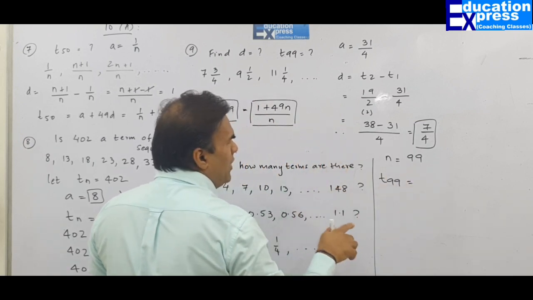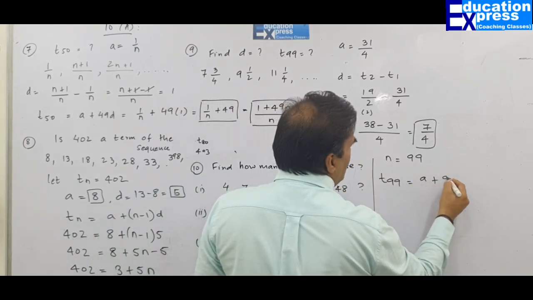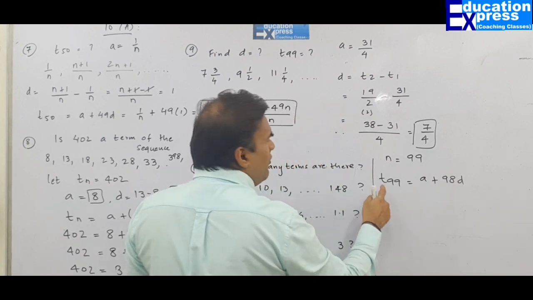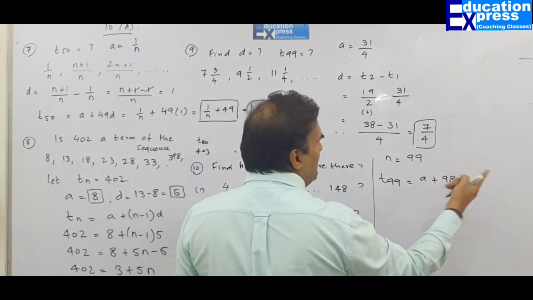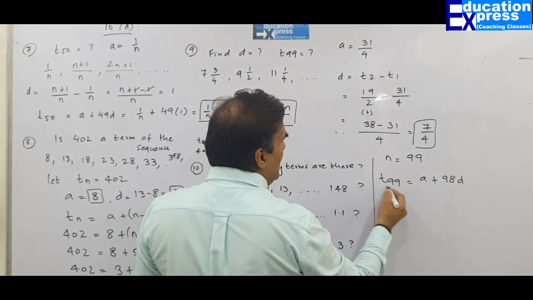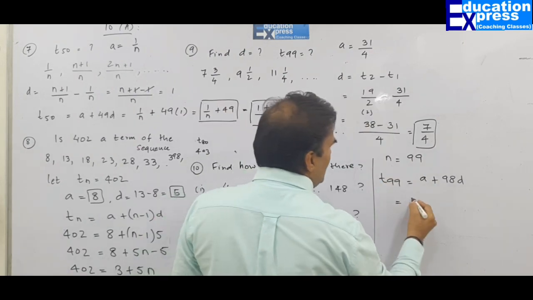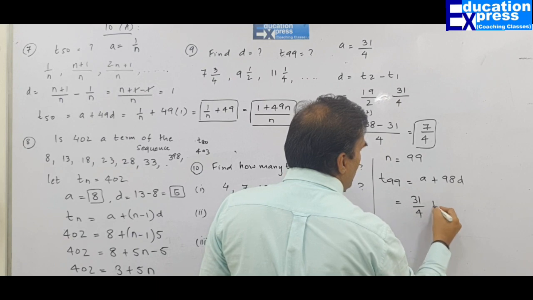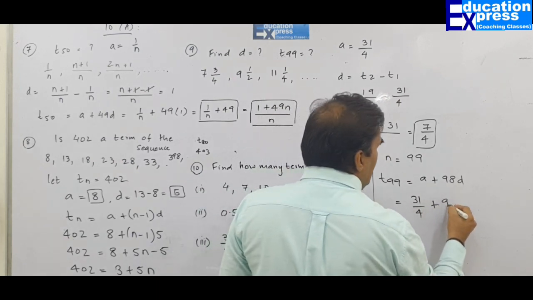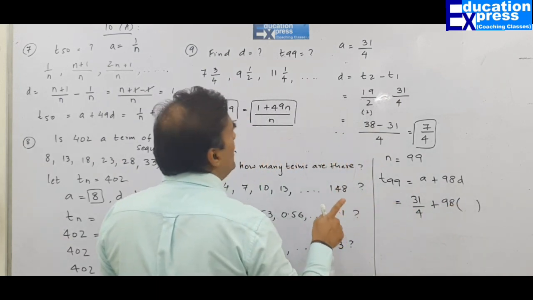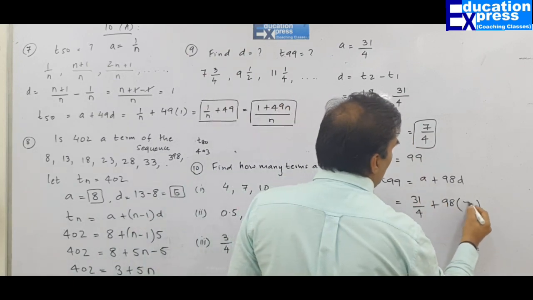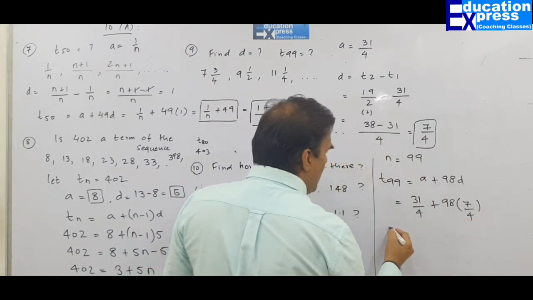Please quote the formula first. It will be A plus 98D. The formula is Tn equals A plus (n minus 1) into D. T99 we have to find. The value of A available with us is 31 upon 4 plus 98. What is the value of D? Sir, 7 upon 4.